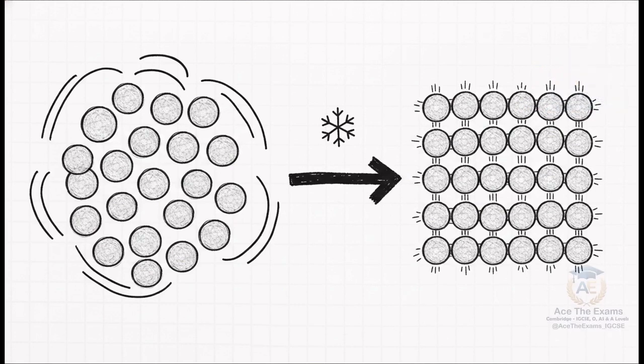Let's apply our strategic thinking here. First, the arrangement. In the hot liquid, atoms are somewhat random, but as it cools into a solid, they shift into a regular, fixed lattice structure. Second, separation. While liquid atoms are relatively close, solid atoms become very, very closely packed together.